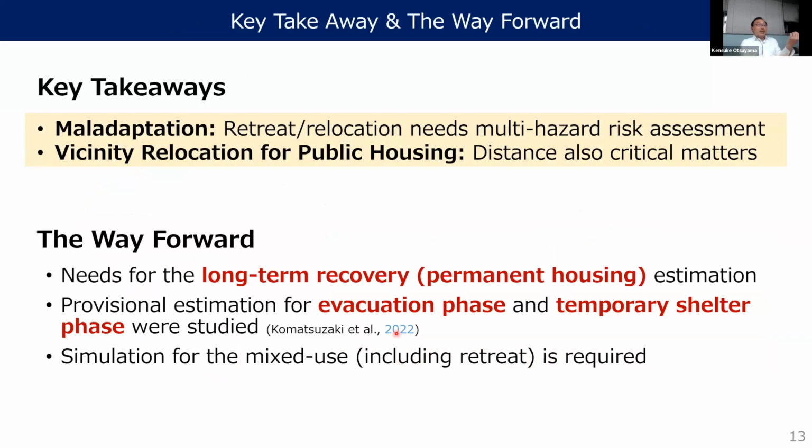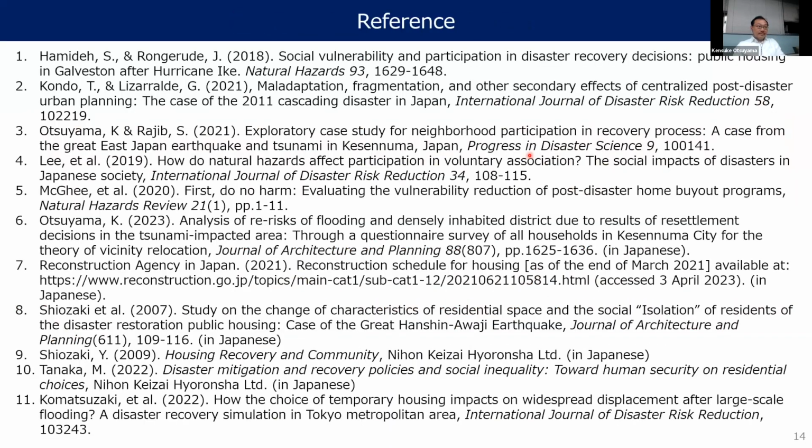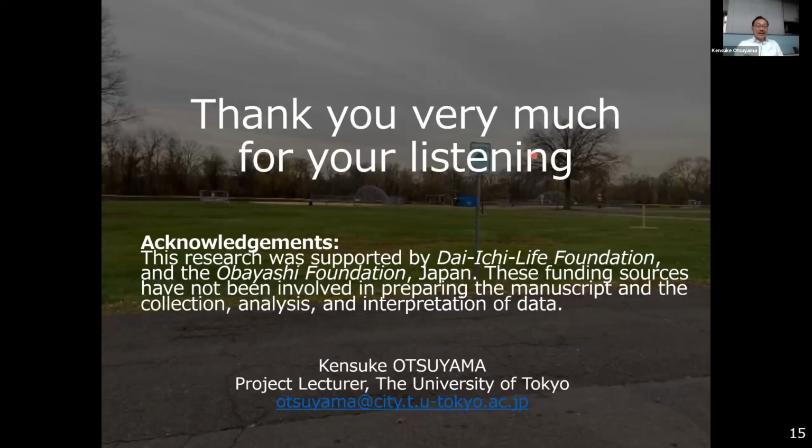I'm showing two key takeaways. The first is maladaptation. They were supposed to relocate far from the tsunami, but there is another risk of flooding. The second key takeaway is close relocation for disaster public housing. Distance is very important. It should not be far from the pre-disaster address to the post-disaster address. So that's all. Thank you very much for listening.